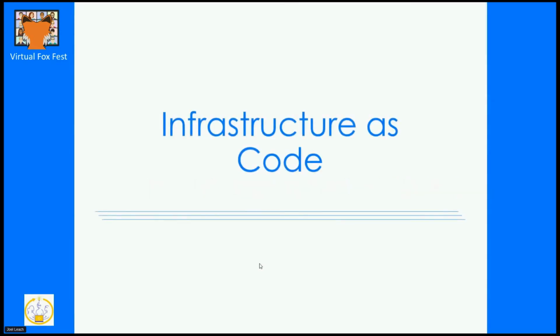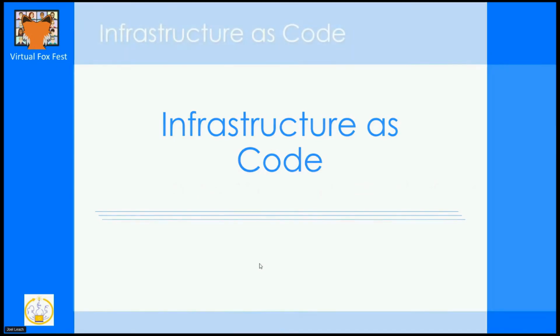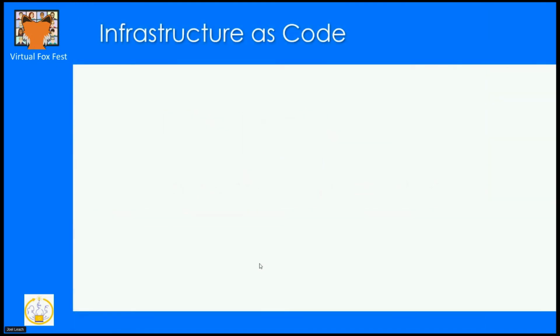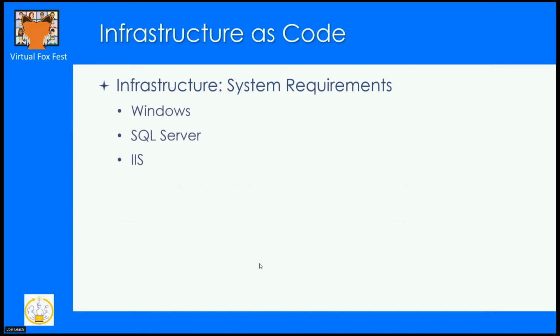Okay, so let's talk about infrastructure as code. And what do we mean by that phrase? Well, infrastructure refers to the system requirements of an application, the stuff that's typically not installed with an app, but nevertheless required for an app to run. So things like Windows, SQL Server, IIS, .NET Framework, whatever. And what about code? Well, that's the same thing we've been talking about already, scripts or configuration files that are used to automate the setup of the infrastructure.